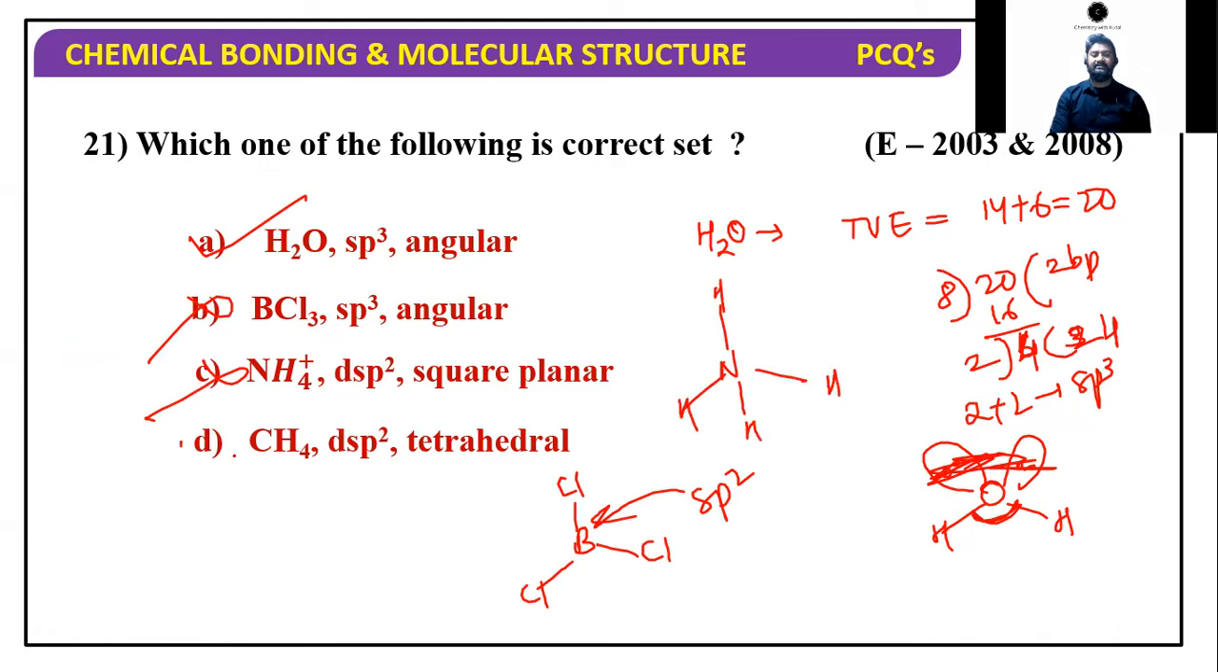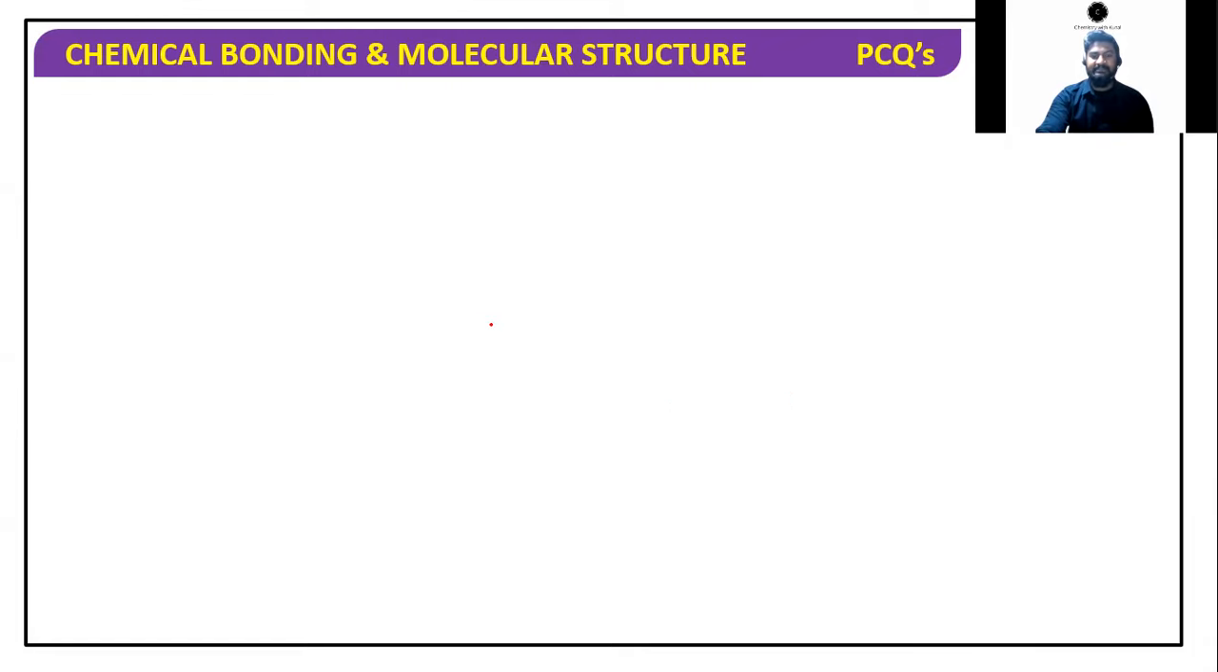And this is not the answer as well, because methane is a simple tetrahedral molecule. It will not be dsp2. It will be sp3. It will also be sp3. So the answer is option A. Let's see what they have to say. Yes, very good. A is the right answer.